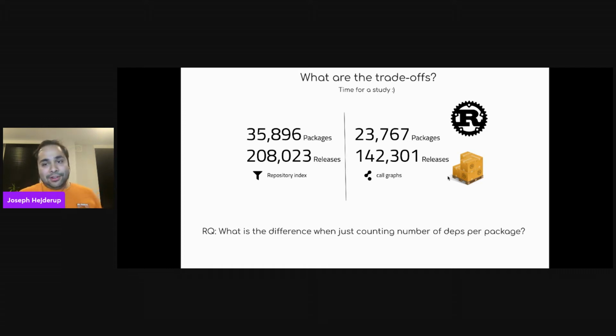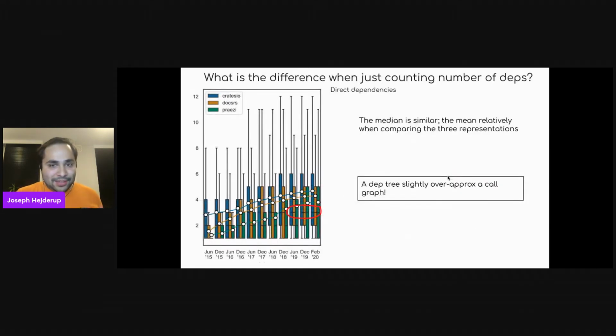And I was very curious, if I do a very simple analysis, like counting the number of dependencies per package in this data set. So what I want to know is, okay, I use the metadata analysis, how many dependencies are you using, versus using the call graph in general. And I think from there we can understand a little bit what the differences are.